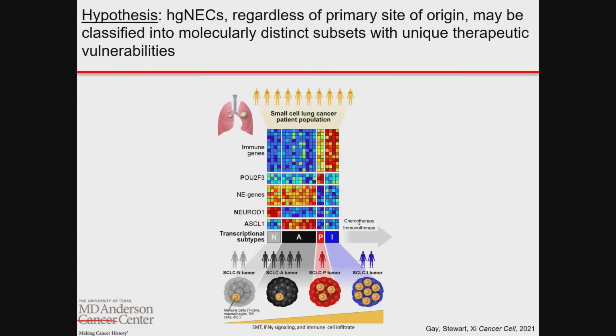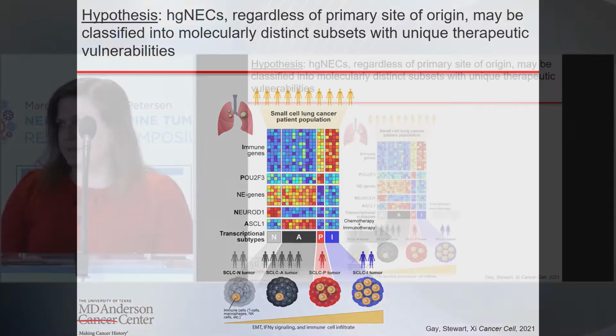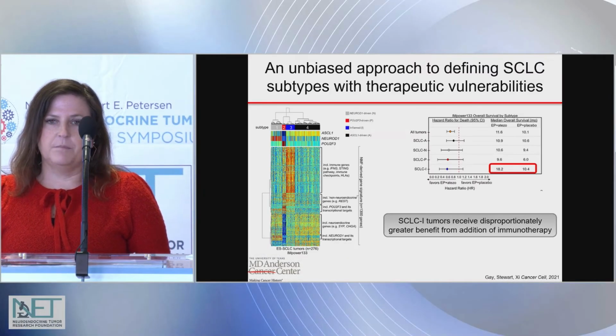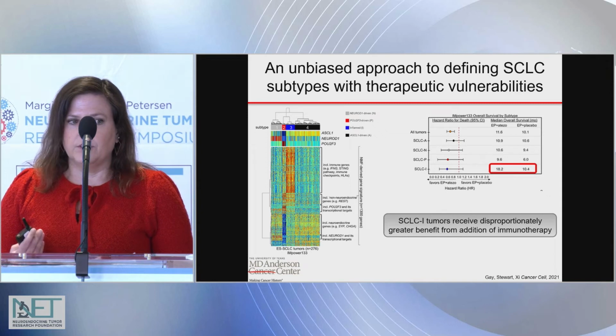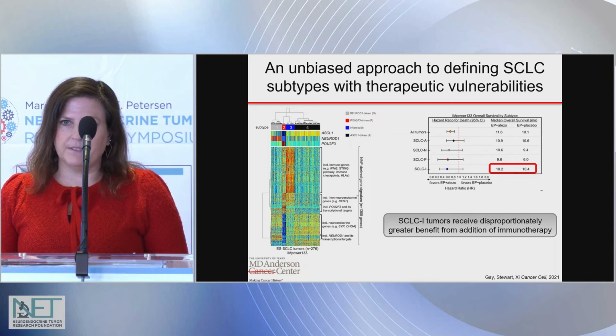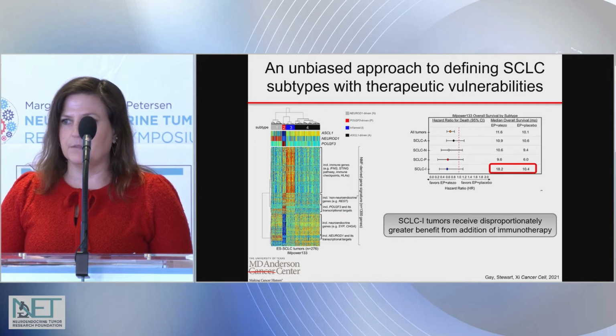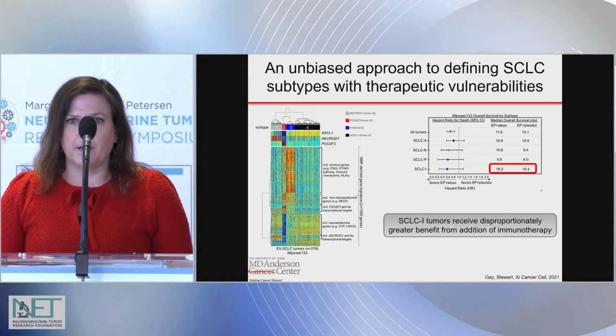Once we have collected these tissues, our goal is to test our hypothesis that these high-grade NETs, regardless of the primary site of origin, may be classified into molecularly distinct subsets with unique therapeutic vulnerabilities. To do this, we've modeled it on a system that we used for identifying subtypes in small cell lung cancer. In small cell, we used an unbiased approach using non-negative matrix factorization to identify that there were 4 unique subtypes. 3 of these were classified based on expression primarily of 3 transcription factors: ASCL1, NeuroD1, and POU2F3.